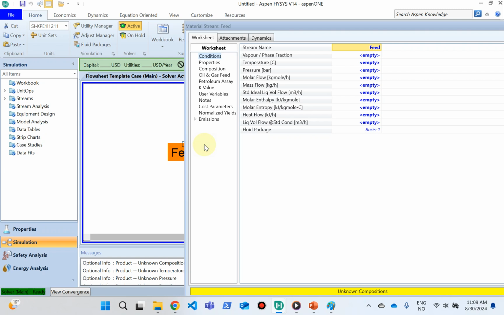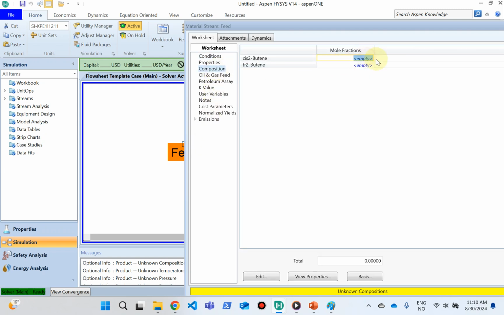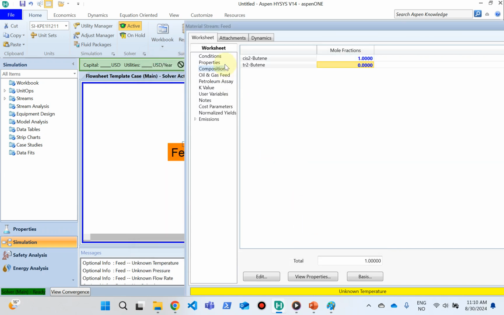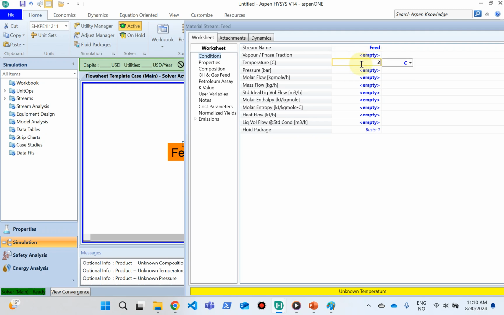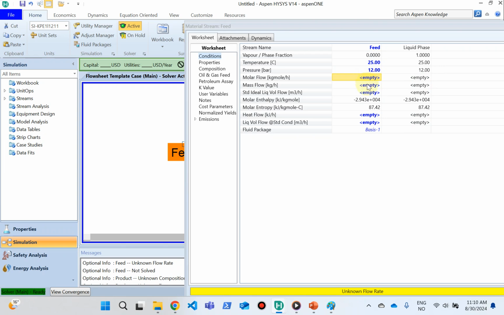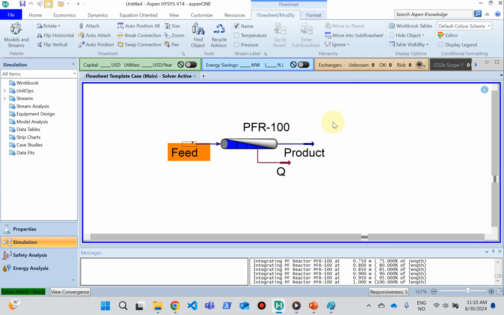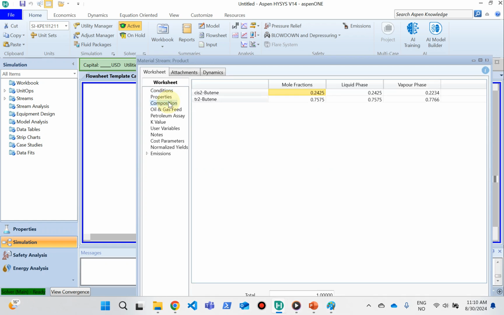We can go to feed. The composition for the feed, the cis-2-butene is 1. And the other one is 0. And then the conditions, the temperature was at 25 degrees, the pressure was at 12 bar, if you remember, and the molar flow is 100 kilogram mole per hour. All right. Now this is already solved. We can click on the product, then we can go to composition. And you can see that we are far from 95%. So we have more or less 25% cis-2 and 75% trans-butene.